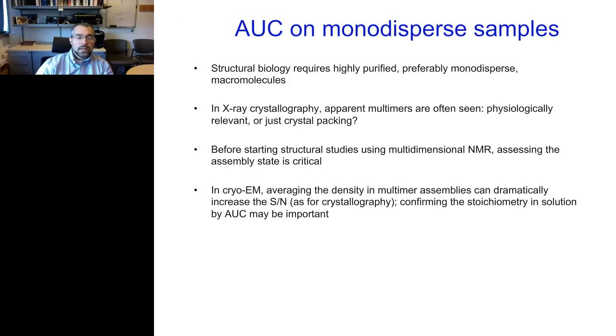Let's start with AUC on monodisperse samples. So one of the important criteria for success, especially as a crystallographer, but I think with a lot of structural biology techniques, is to have a highly purified, preferably monodisperse sample. And so if you have a mix of protein that is forming monomers and some higher order oligomers, that might be okay. But if you have a protein and it goes to aggregation, then this is a real problem, and you're basically never going to get that to crystallize, or at least to form highly diffracting crystals. Okay, so this is, from a sample quality perspective, an important issue.